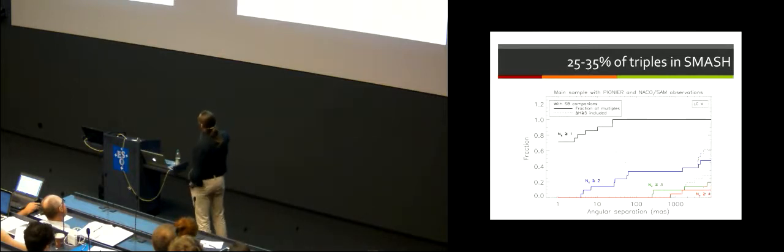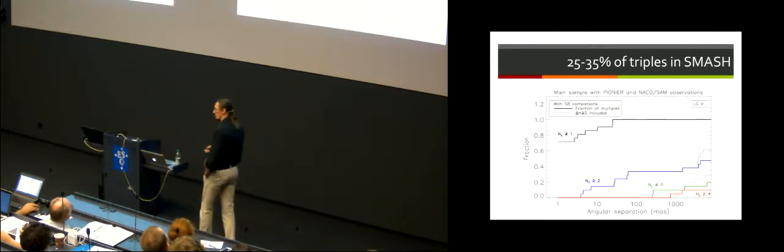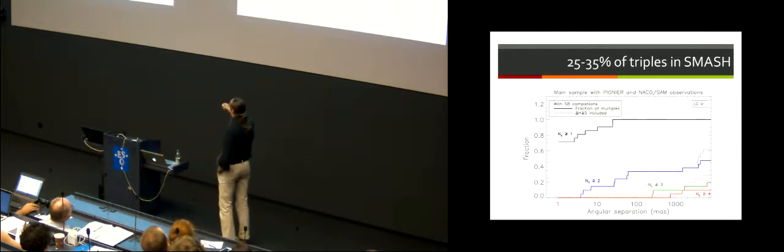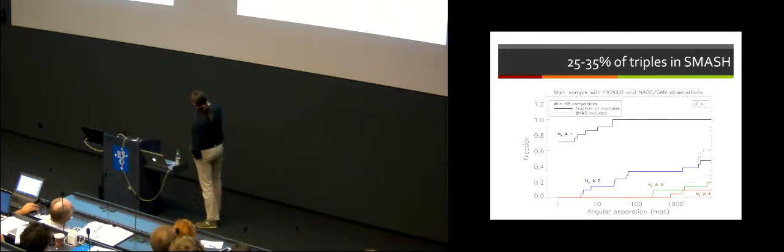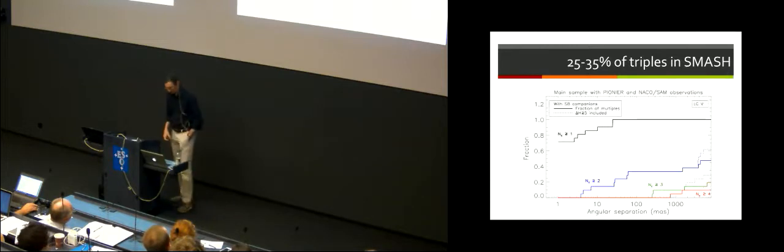So this is the cumulative distribution of the number of companions as a function of the separation in milliarcseconds. Below this regime is spectroscopic binaries. We already have 50 to 60% of spectroscopic binaries, and then we reach 100% at about 30 milliarcseconds, which given our sample corresponds to 100 AU. But now, interestingly, you have triples. You have at least 25 to 35% of detected triples without any bias correction. And then you have about 10% of quadruple and a few percent of quintuple objects.